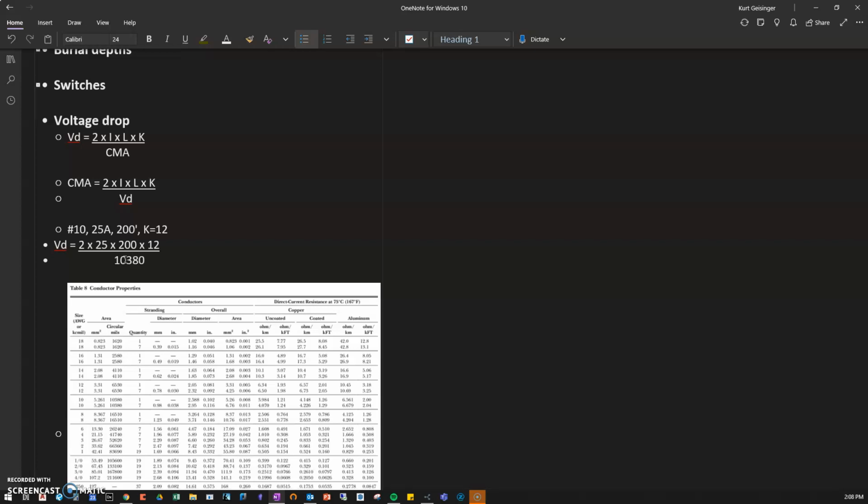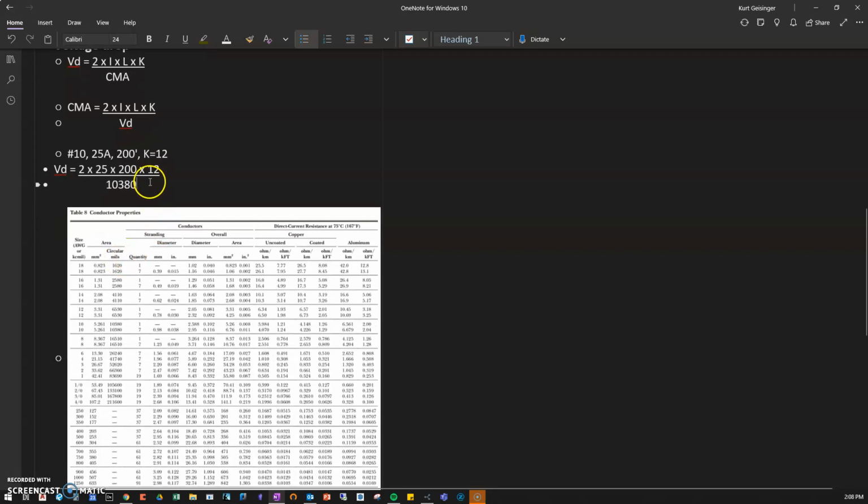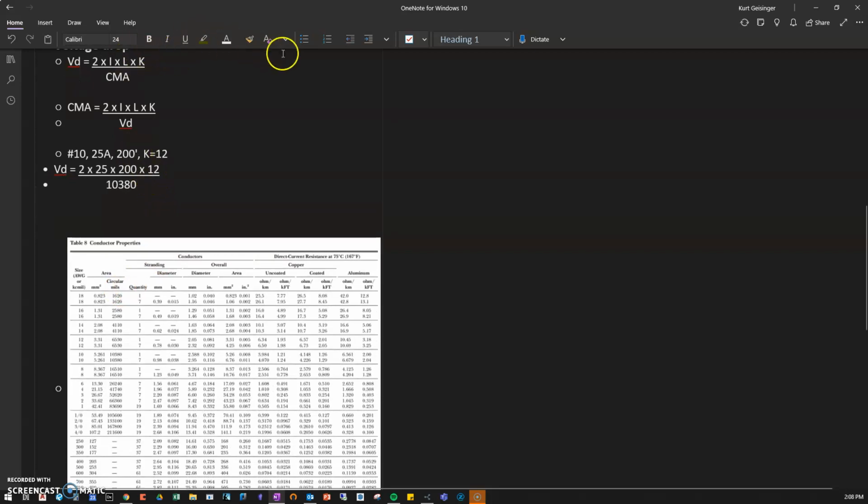Okay, so that's what my formula looks like. So we remember order of operations. I'm going to have to first solve for this top portion before I can worry about the bottom portion. So I'm going to go ahead and type that in here and let it solve for me. Okay, so that's 120,000. Well, that's a nice even round number, isn't it? Divided by this bottom portion now, 10,380. So I'm going to drop 11.5607 volts in that entire run.